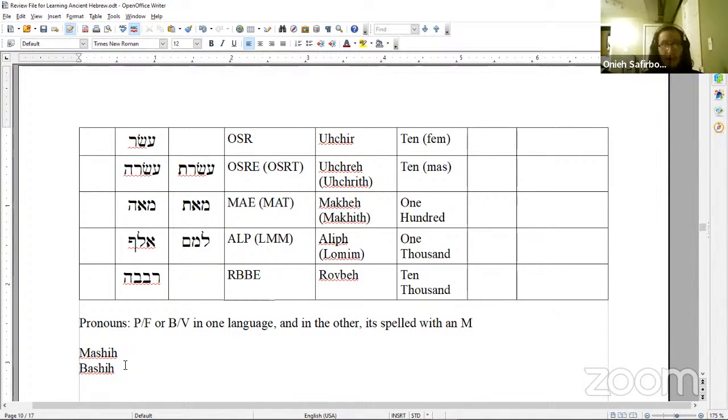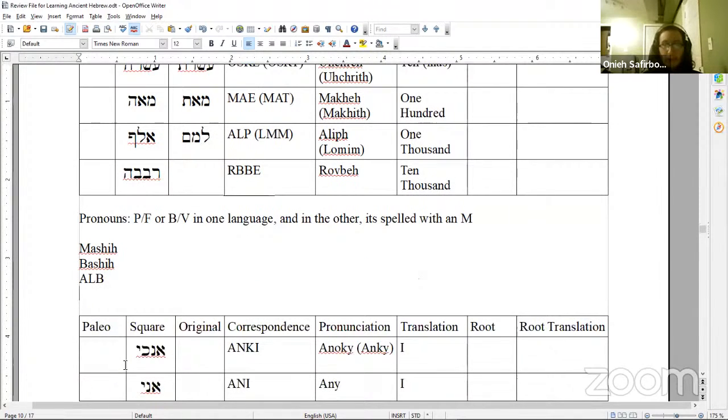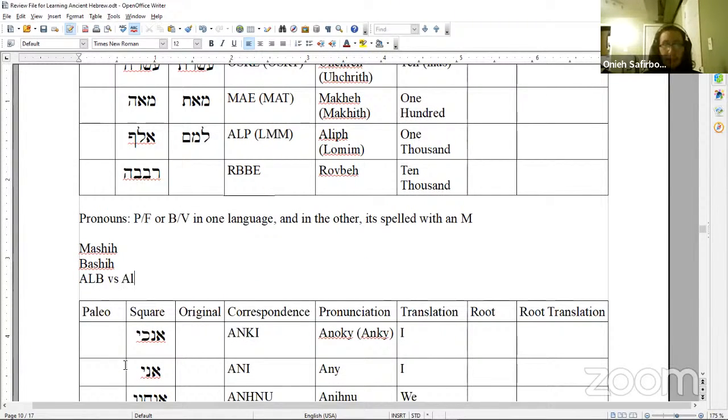And for 1,000, we have Aleph, Alam versus Aleph, Alam. Just like we have Masha, Basha, we have Alam, Alim, Alib.